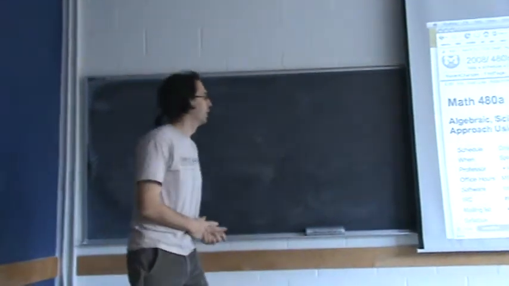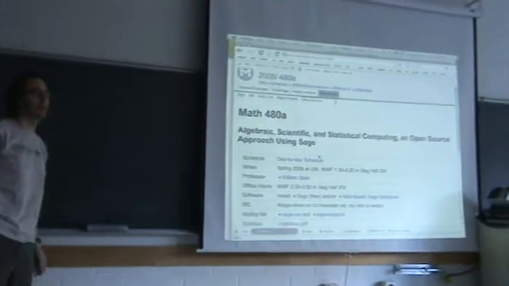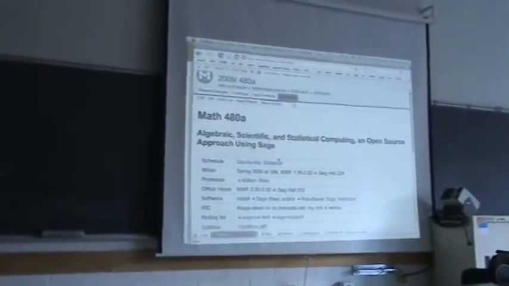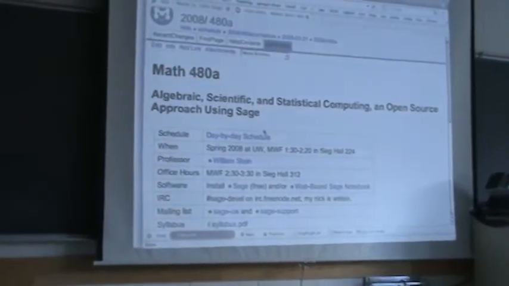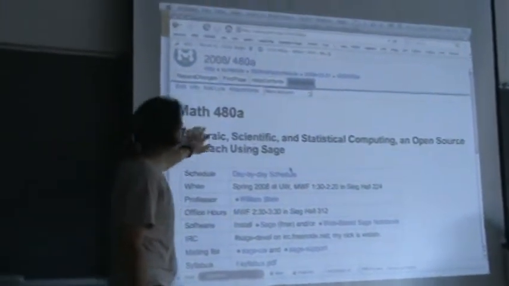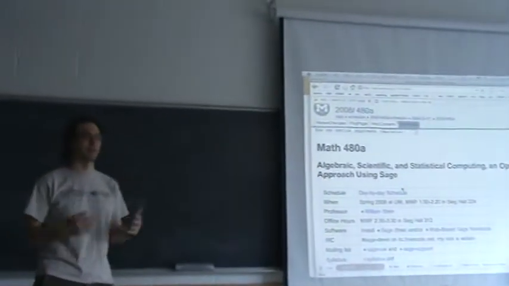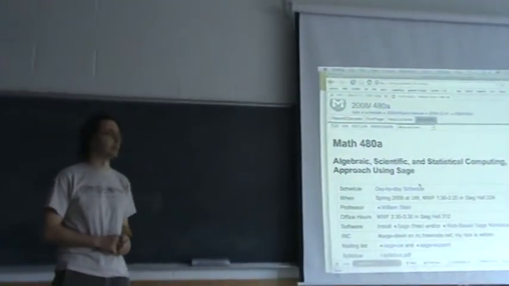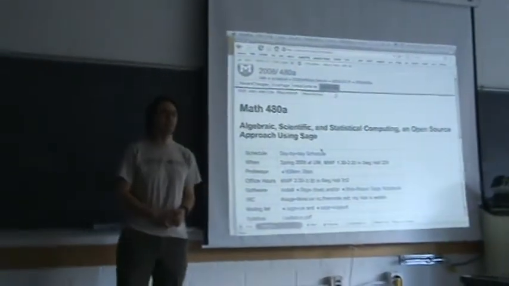Mathematical software, and I've settled on this title: Algebraic, Scientific, and Statistical Computing, an open source approach using Sage. So we're going to talk about each of these areas of computation: some algebraic computation, for example, working with multivariate polynomials, exact linear algebra, etc., groups, rings, and fields, that sort of thing.